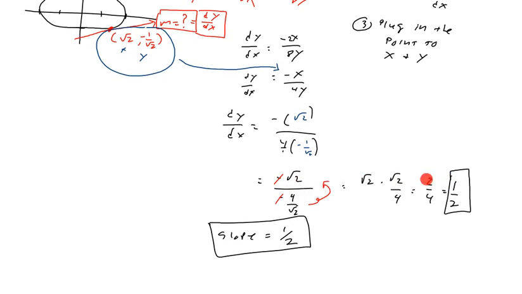Now, if you have a question about this part here, remember, square root of 2 times square root of 2 becomes square root of 4, which is the 2.